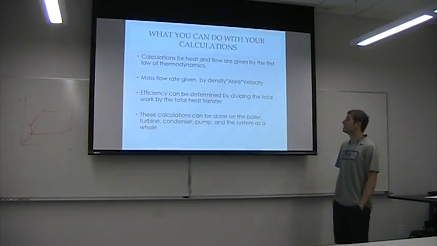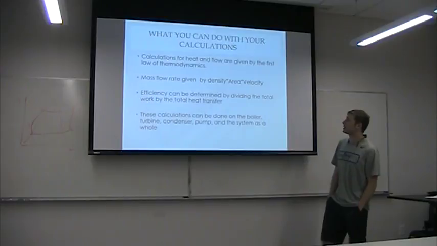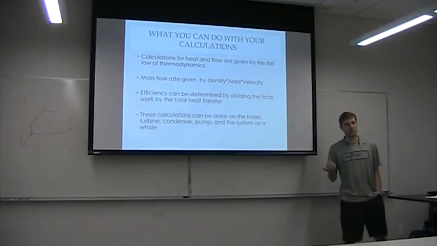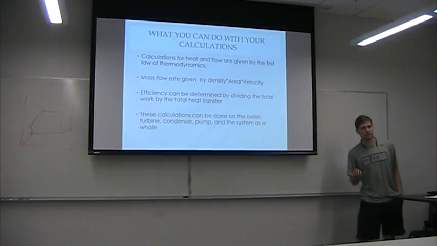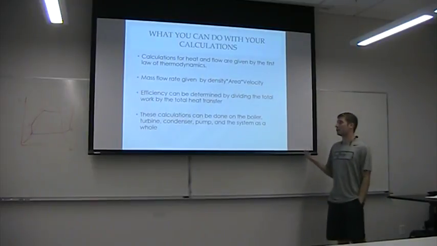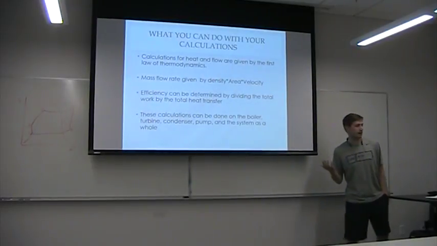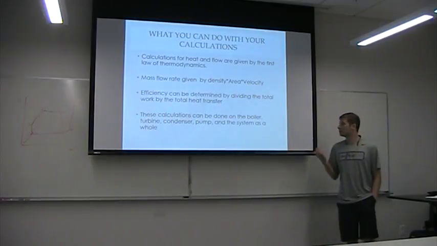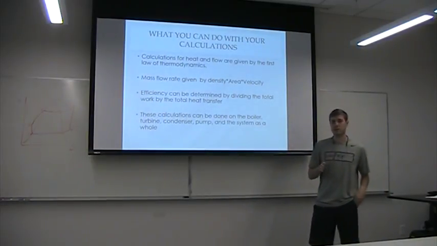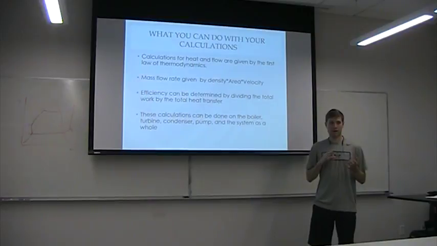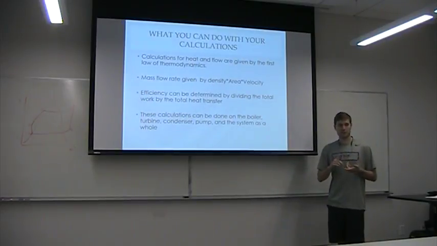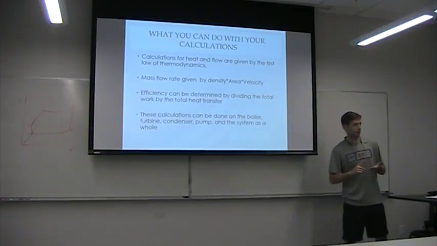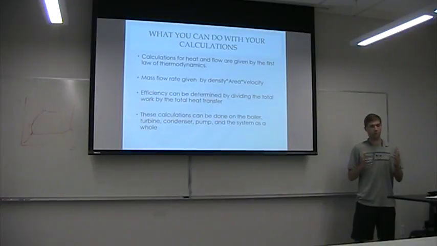You can calculate the heat flow given by the first law of thermodynamics. This is Q equals m dot Cp delta T. The mass flow rate is given by density times area times velocity. The efficiency can be determined by dividing the total work by the total heat transfer. This can be done for any of the steps. You can do the efficiency of the boiler, turbine, condenser, pump, or the system as a whole.